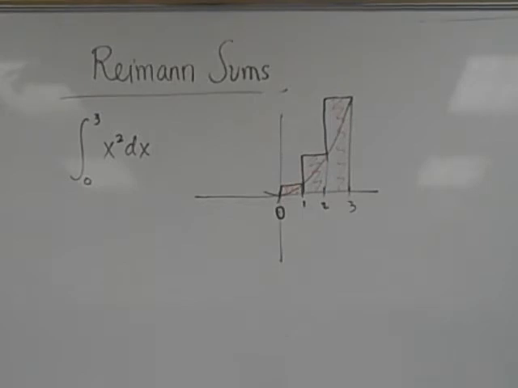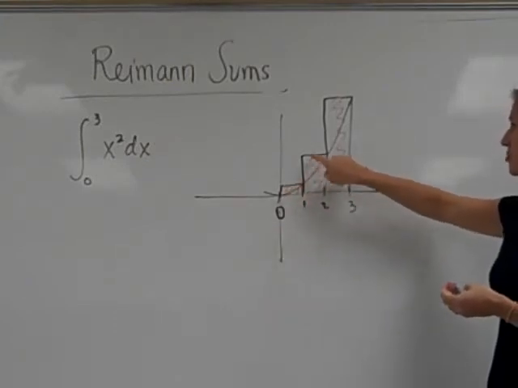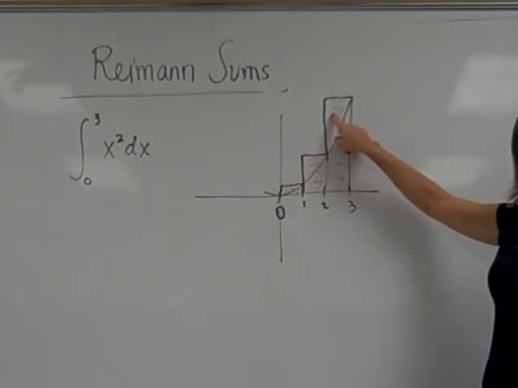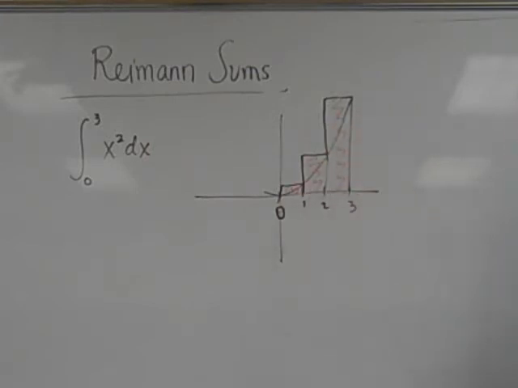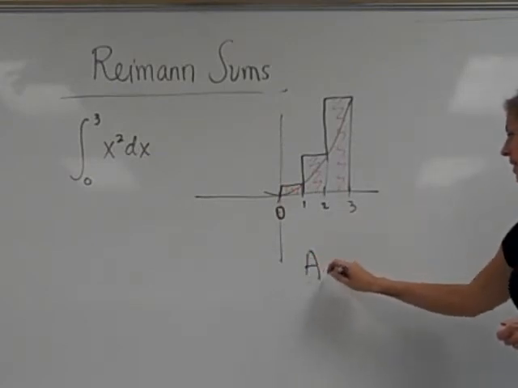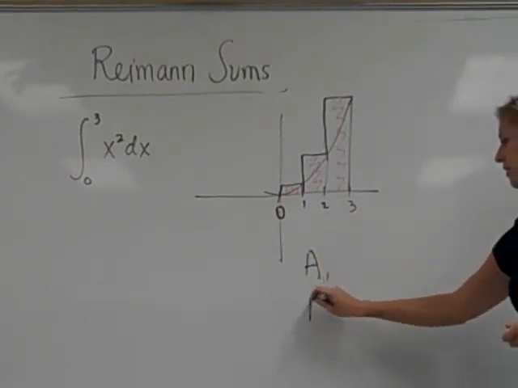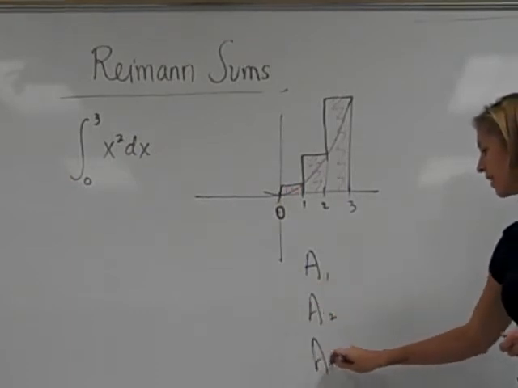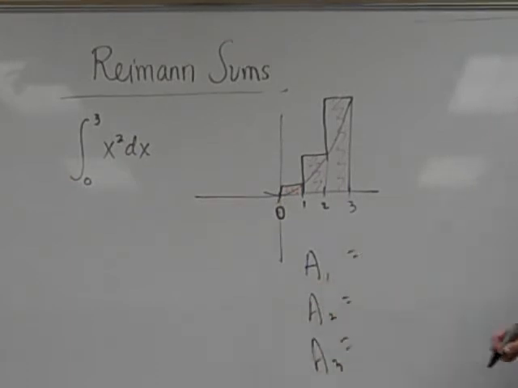In this case, the area that I find is going to be an overestimate. It's going to be too much because I have all this space that's being included in my answer that's not actually under the curve. So to find this area, I literally find the area of rectangle 1, the area of rectangle 2, and the area of rectangle 3, and I put them all together. This is really annoying.